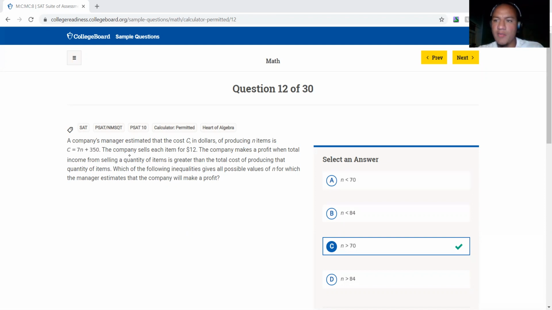Just replace quantity of items with one item and it becomes simple. For example, the company makes a profit when total income from selling one item is greater than the total cost of producing that one item. That was easy. So that's how you can think about the problem.